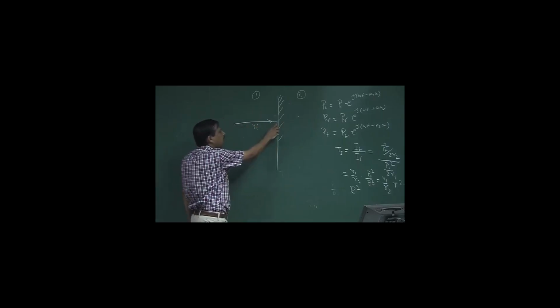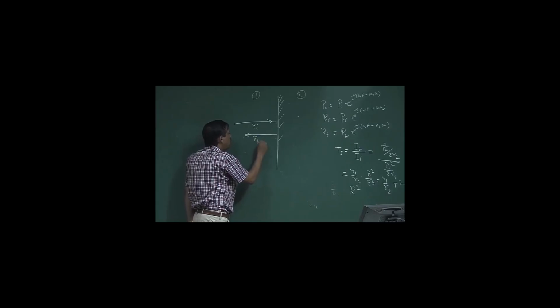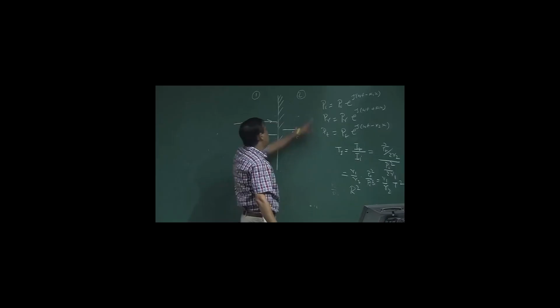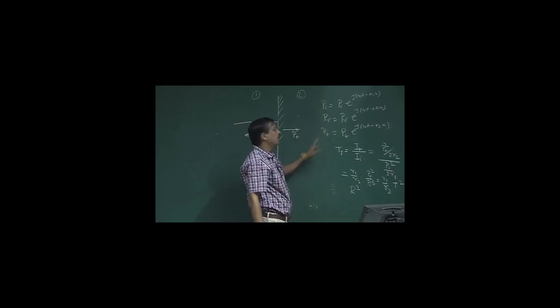I say that a ray of Pi, a pressure wave, is incident normally on the boundary. So, there will be a reflected wave PR, which is also normal to the boundary, and there will be a transmitted ray PT. So, I know Pi, PR and PT. Okay. Now, what are the boundary conditions?